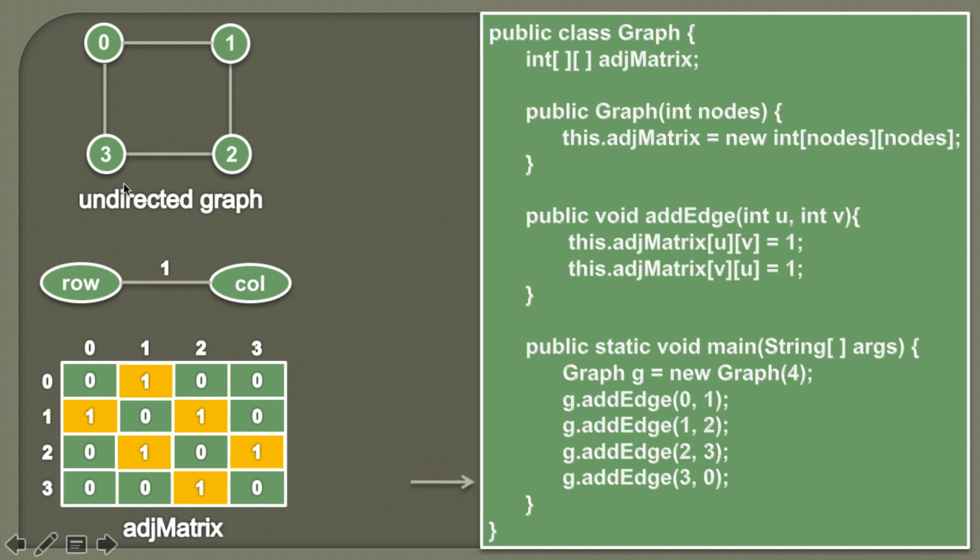And the last edge is between vertex 3 and vertex 0. So it would be represented as row 3 and column 0, where we provide a value of 1. Moving ahead. And finally, from row 0 to column 3, we provide a value of 1.